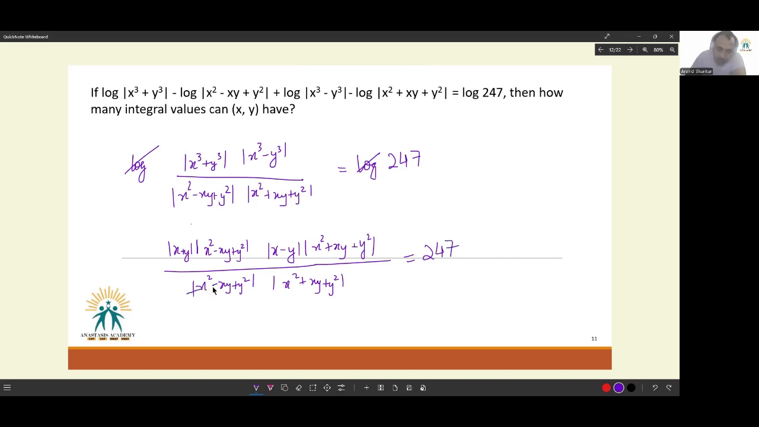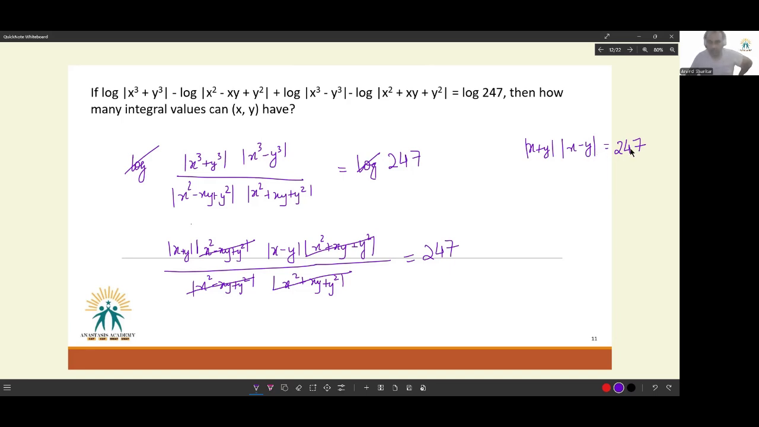I can get rid of this and this. I can also get rid of this and this. And finally, we are left with mod of x plus y into mod of x minus y is equal to 247. Now see how this subsequent solving will break down.